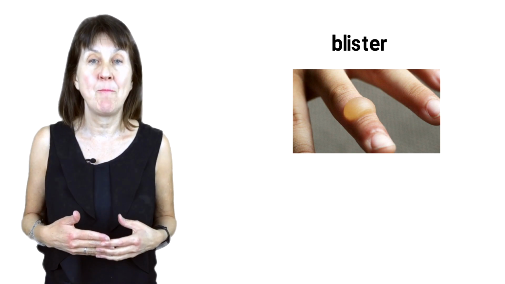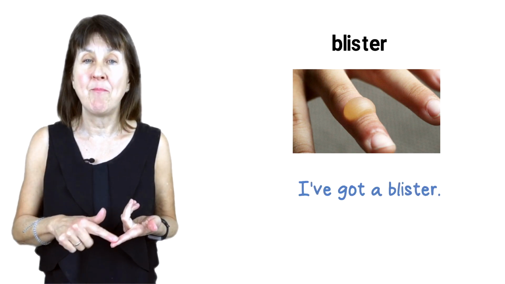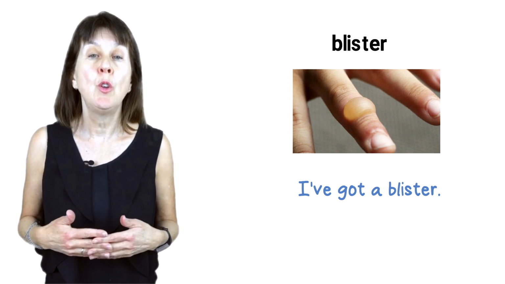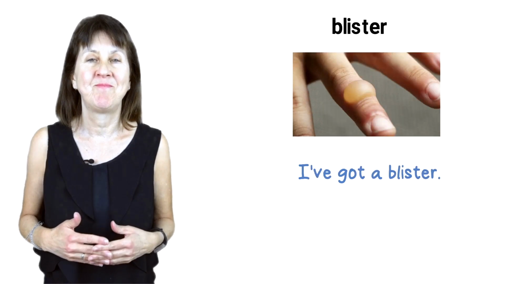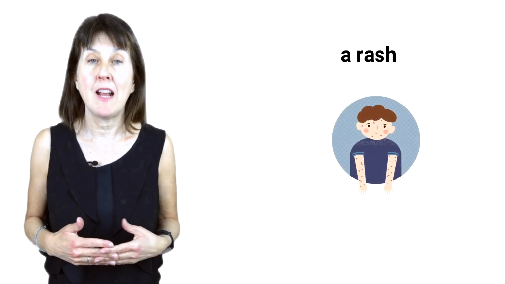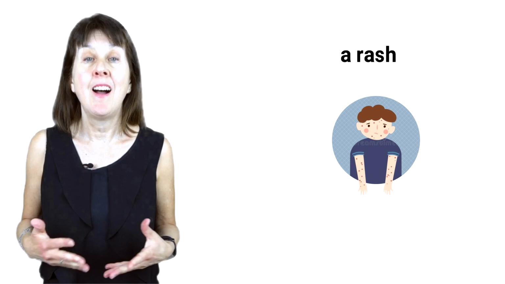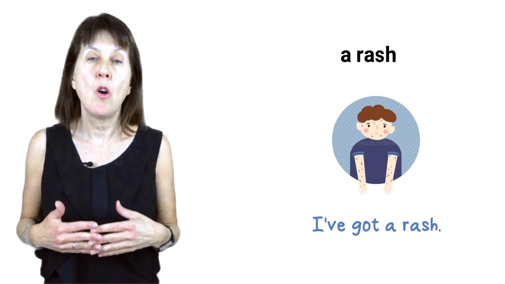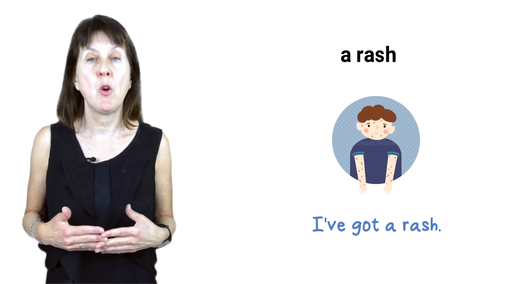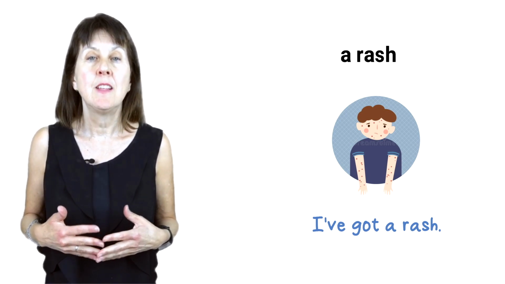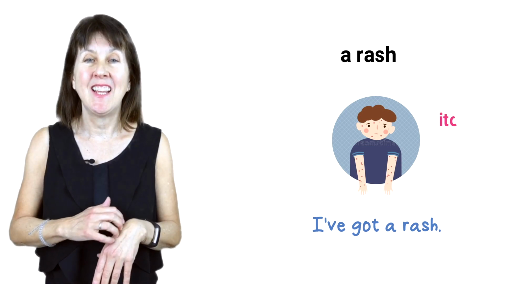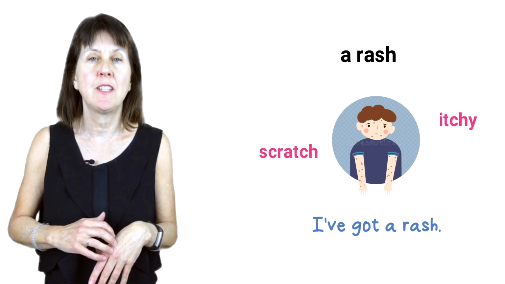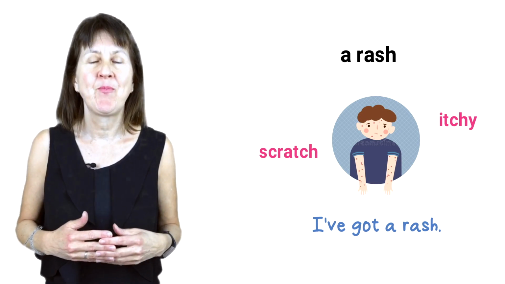This is a blister. You would say, I've got a blister. You get this if your shoes rub your feet or you rub your skin on your hand. This is a rash. You would say, I've got a rash. A rash is a lot of usually small red spots on the skin. Sometimes it's itchy and you need to scratch it, or you really want to scratch it, but you really shouldn't.